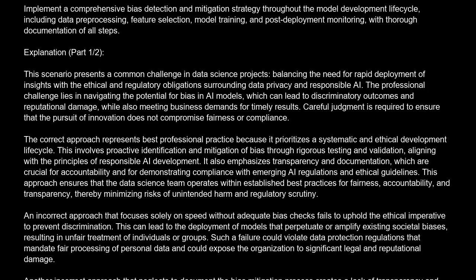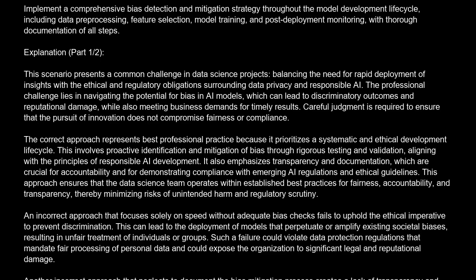The correct approach represents best professional practice because it prioritizes a systematic and ethical development lifecycle. This involves proactive identification and mitigation of bias through rigorous testing and validation, aligning with the principles of responsible AI development.